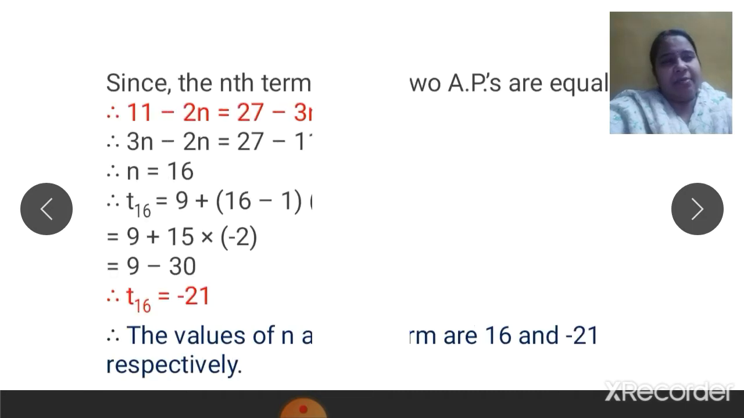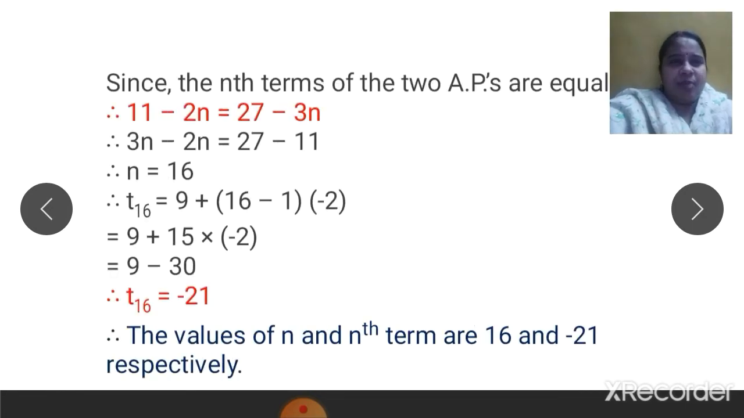Now see how it can be done. Since the nth term of the two APs are equal, I have to in fact equate it. So what will we get? 11 minus 2n is equal to 27 minus 3n. Now this can be simplified and from here we can get the value of n. How to simplify it? See, this minus 3n can be shifted here. It will become plus 3n. 3n minus 2n is equal to... Let 27 remain here. Shift this 11 from here and bring it this side. It will become minus 11.